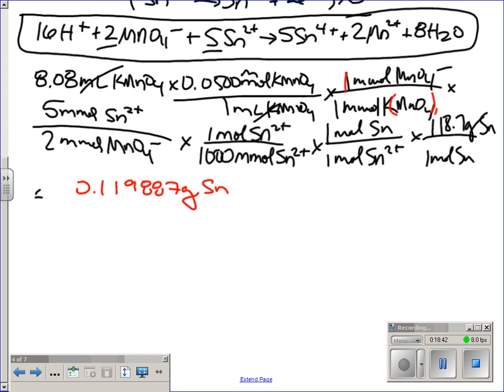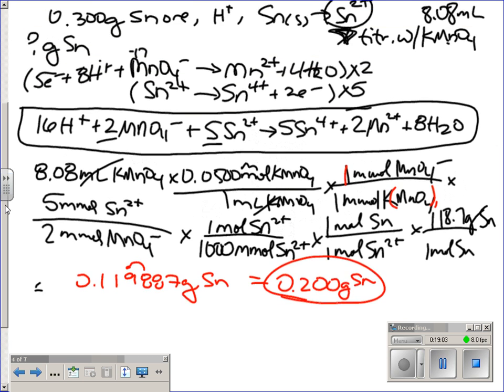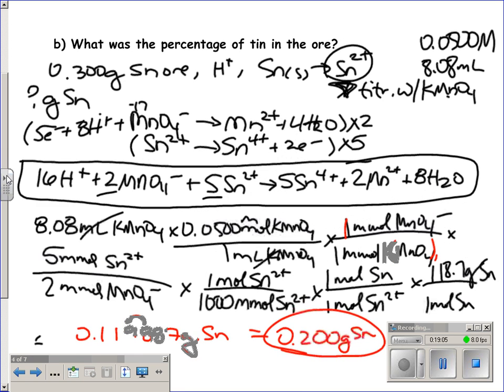Okay, I'm going to leave this like this for a minute. But if you wanted to write down the correct sig figs, how many would you need? 3. So we would need to round up, right? Yes, that 8 rounds the 9 up. So 0.200 grams of tin. That will be our final. But I'm not going to round right now because I know there's a second part of the question you probably haven't seen. What is the percentage of tin in the ore?